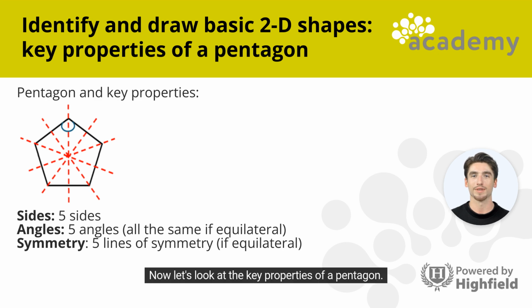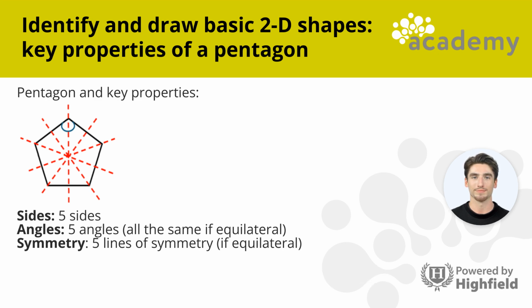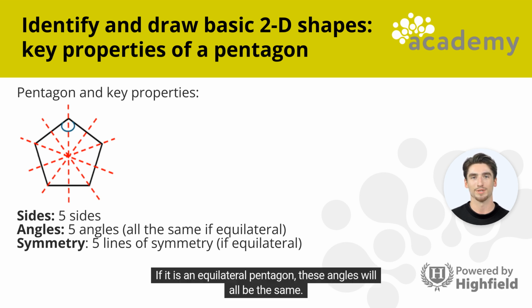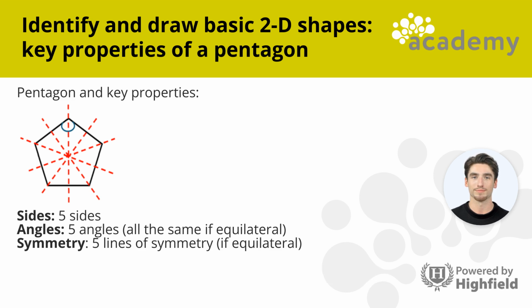Now let's look at the key properties of a pentagon. A pentagon has 5 sides. It has 5 angles. If it is an equilateral pentagon, these angles will all be the same. It will also have 5 lines of symmetry if the pentagon is equilateral. Again, these are shown with red dotted lines on the image.